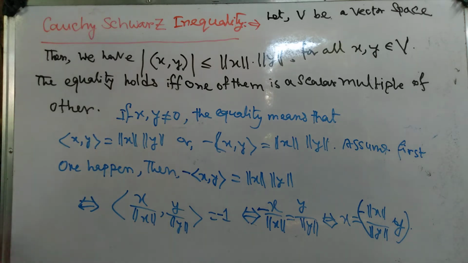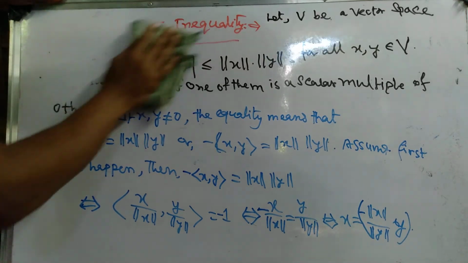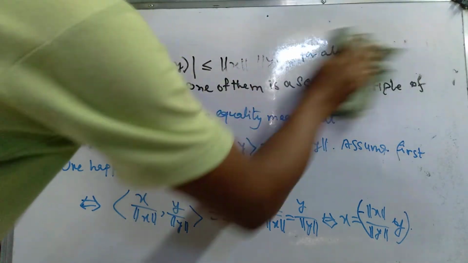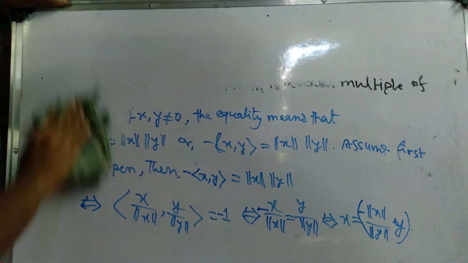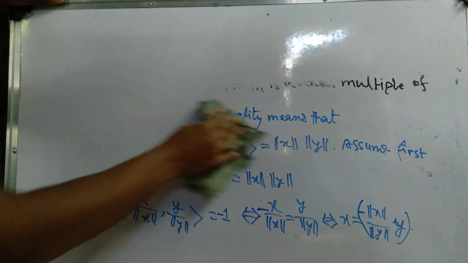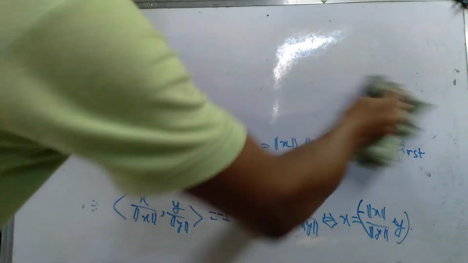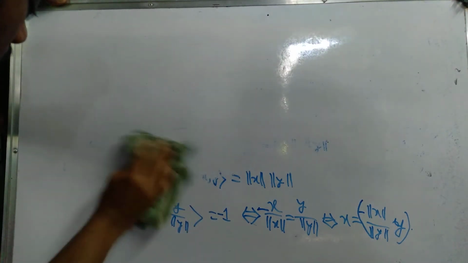Now we discuss the definition of norm. In the previous class we also discussed the definition of inner product and saw some examples of inner product. Now we discuss the definition of norm. Too easy a portion.